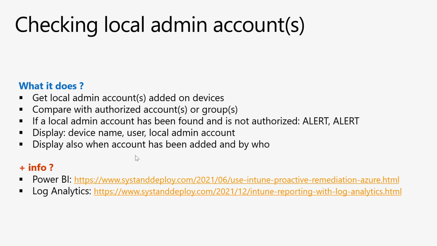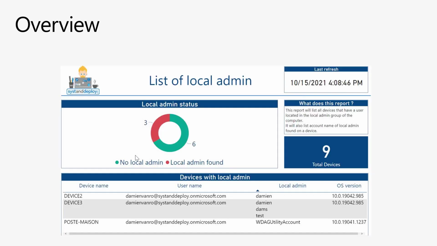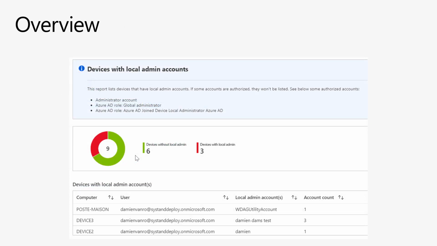So there are some examples of reports I did that are available on my blog. There, a quick report for local admin accounts. It will check all devices that have a local admin account and display it in a report. You can find both reports for Power BI and Log Analytics on my blog. A quick overview for Power BI, and the same with Log Analytics.